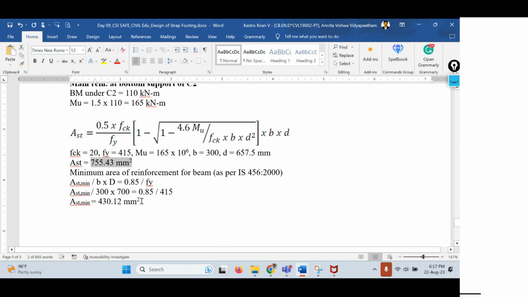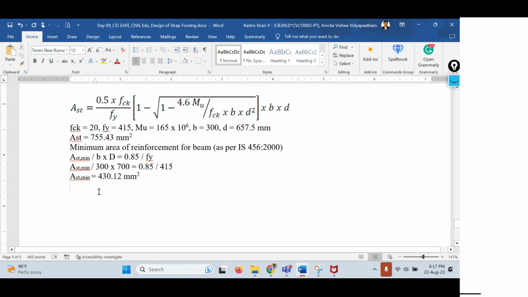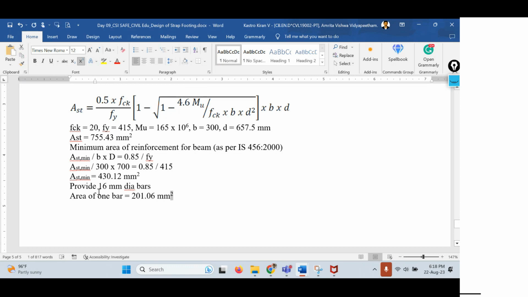So we have to provide 755.43 mm square of steel. So let us find out how many bars are required. Since it's a column, let me provide 16 mm diameter bars. So area of one 16 mm bar equals pi by 4 into d square, where d is 16. If you solve pi by 4 into 16 square, you will get 201.06 mm square. That's the area of one bar of 16 mm diameter.